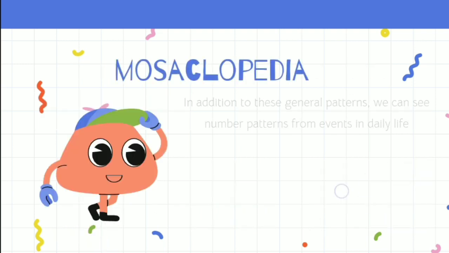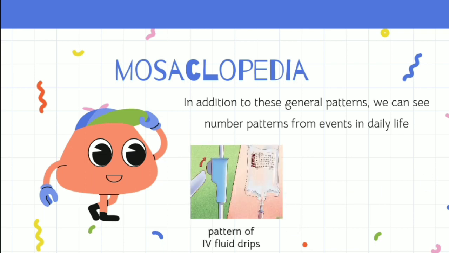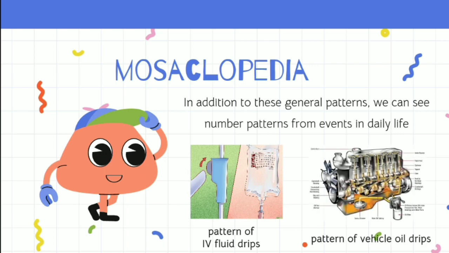So guys, in addition to these general patterns, we can see number patterns from events in daily life. For example, the pattern of IV fluid drips and the pattern of vehicle oil drips.